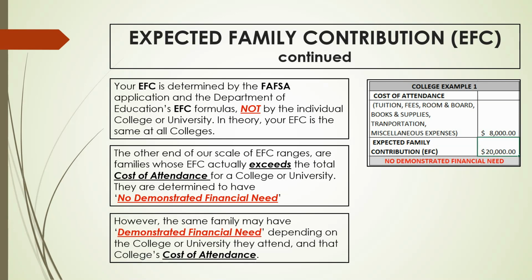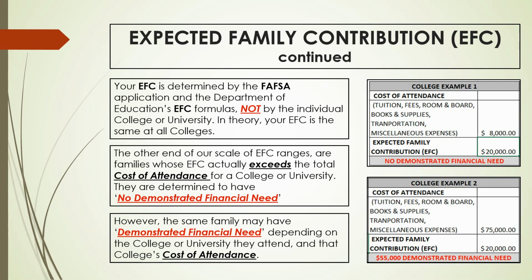However, if that same family also applies to, we'll say, a private college, where the tuition, fees, room and board, and overall cost of attendance is $75,000, in theory, that expected family contribution is still $20,000, because remember, this is coming from the FAFSA application and not from the college. And so in this case, since the $20,000 is less than the $75,000, this student would have demonstrated financial need.